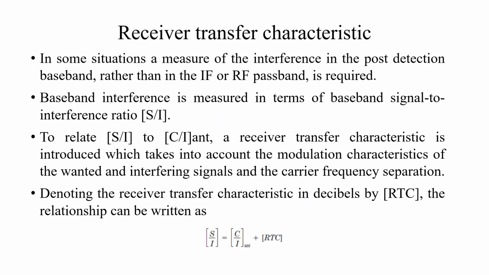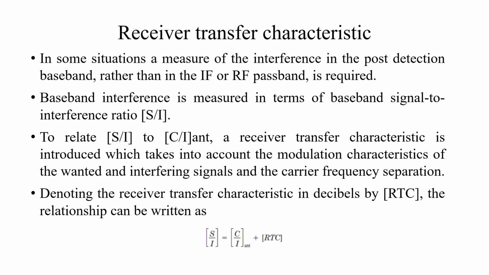So next is the receiver transfer characteristic. In some situations, a measure of interference in the post-detection baseband, rather than the IF as well as RF passband, is required. The baseband interference is measured in terms of the baseband signal to interference ratio, given as S by I. To relate the signal to interference ratio and the carrier to interference ratio at the antenna, a receiver transfer characteristic is introduced on account of the modulation characteristics of the wanted signal as well as the interference signals and the carrier frequency separation. The receiver transfer characteristic is abbreviated as RTC.